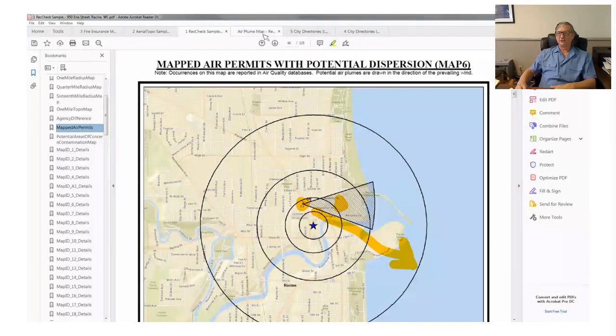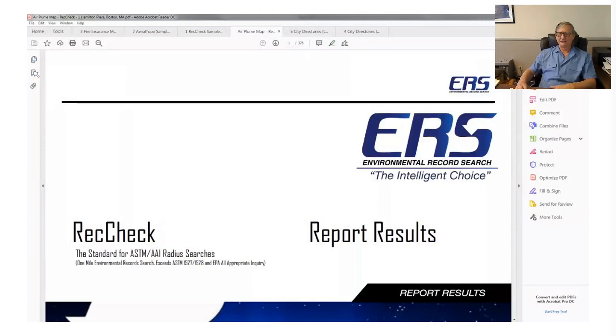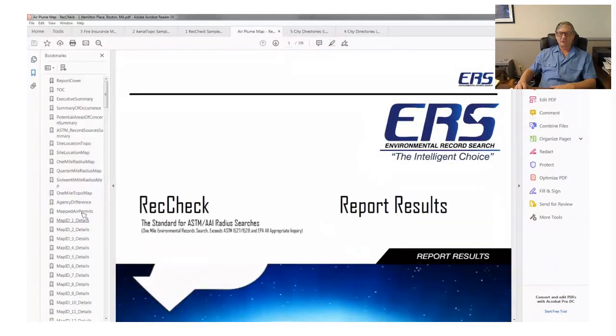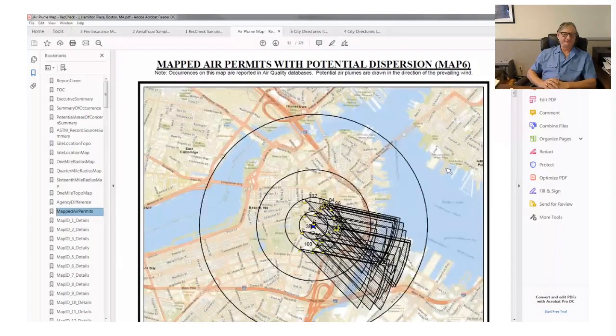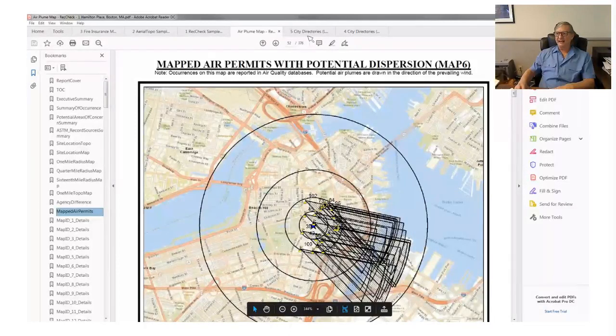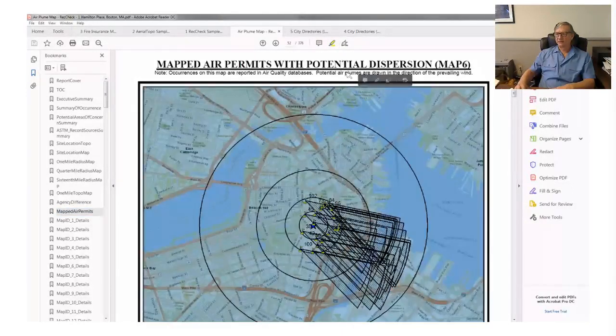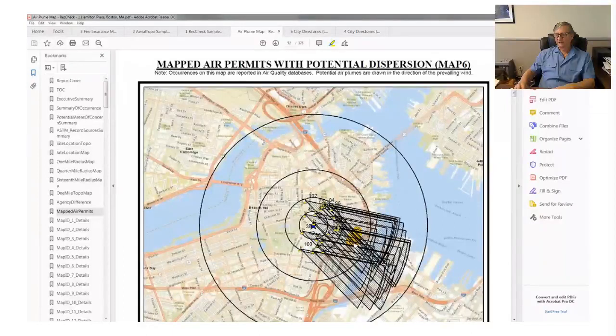I want to show you, just for the fun of it, a real crazy mapped air permit. Look at that. Now keep in mind, mapped air permits are mapped with the potential dispersion plume based on prevailing winds from NOAA. This is in Boston. Would you want to have an apartment right here? I don't think so. I don't think I'd want to live there.